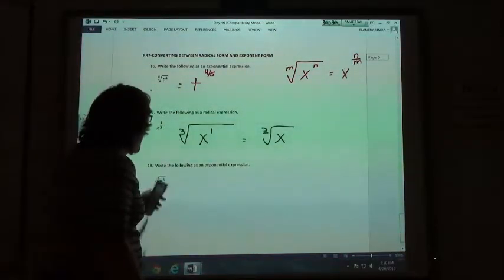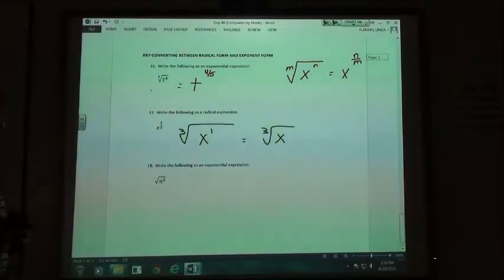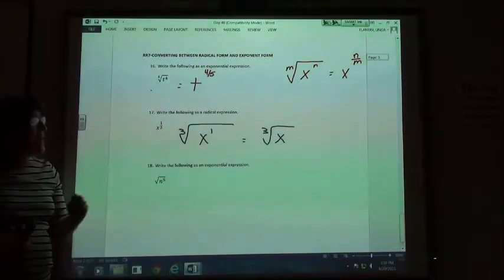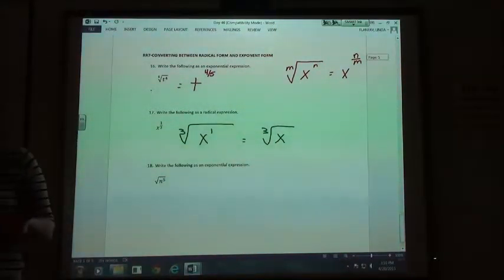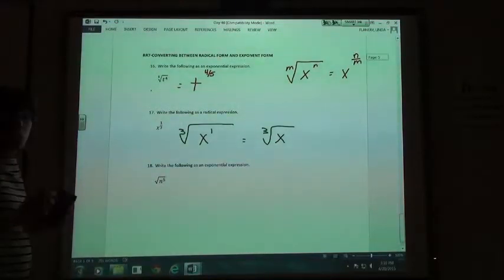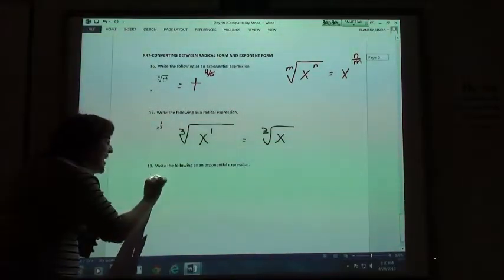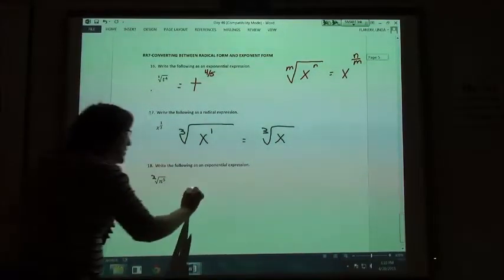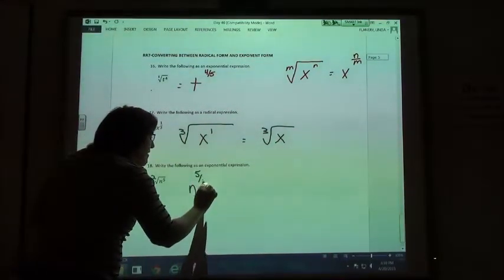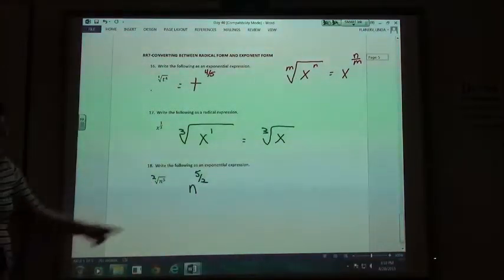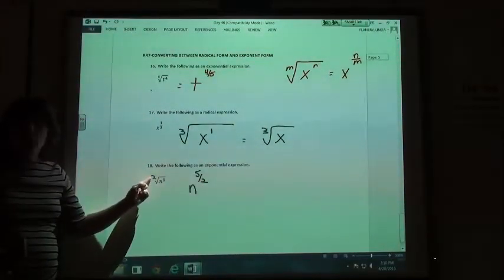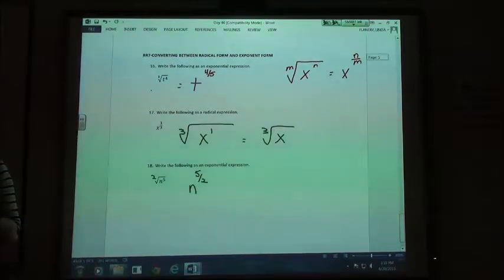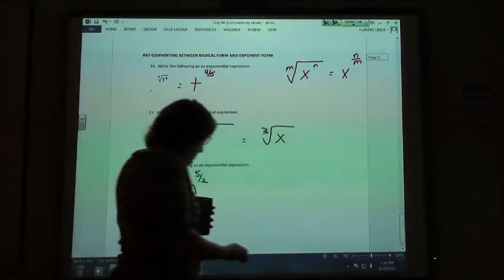Number 18, write it in exponential form again. Now in this case, there's not a number written in there. We know that if there's not a number written in there, that's a square root, and that the index is understood to be a 2. So this would be n to the 5/2 power, right? If my denominator is 2, it's a square root, and on square roots we don't need the 2 written in there because we understand it's a 2 instead of having to write it in there.